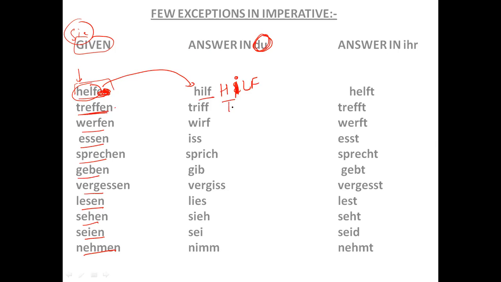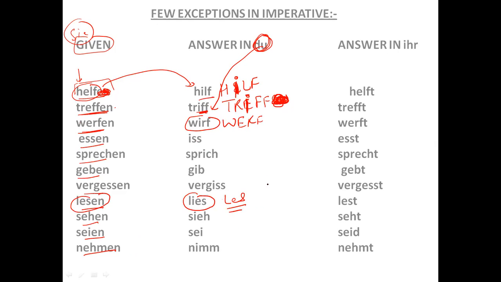Like the verb was treffen, right? The ending -en is not there, but I have changed this e into i, right? See, "triff" shall be in du form. So this is an exception. Like werfen, in du it is "wirf" and not "werf", right? Like here lesen, in du form it is "lies" and not "les", right?